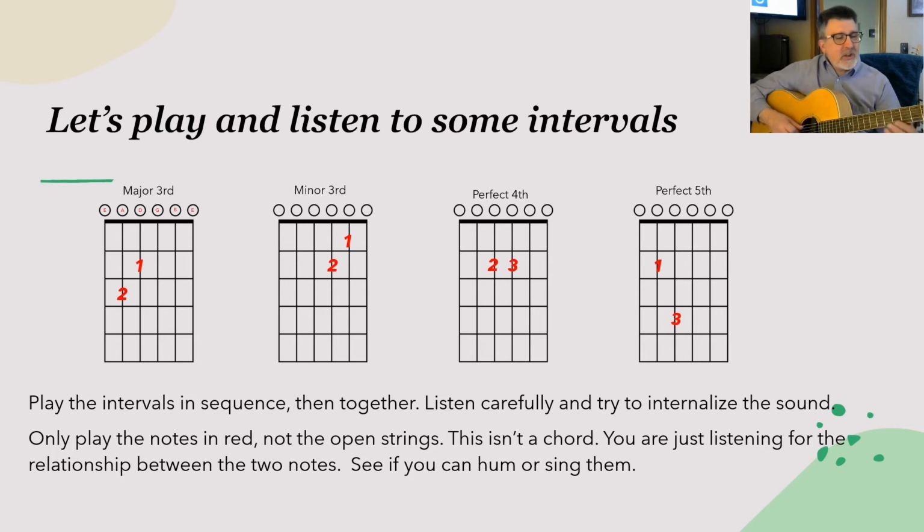A perfect fifth. First finger, there we go, first finger on the fifth string, second fret, and then I'm going to reach down here with my third finger and play the fourth fret on the fourth string. Now, if you can hum or sing those while you're doing that, that'll help you get the tone of it in your ears. Now, obviously, you can't sing two notes at a time, so you'd be humming the skip between the notes.